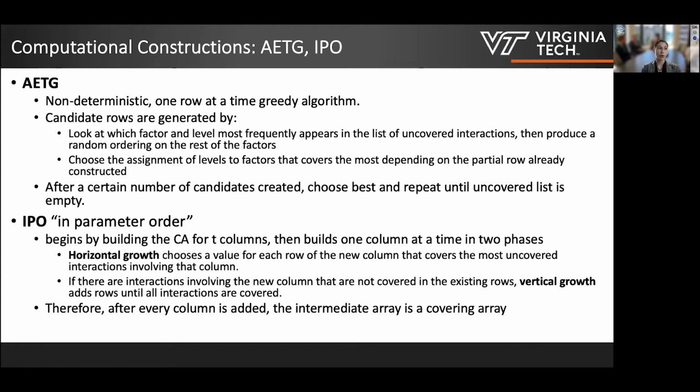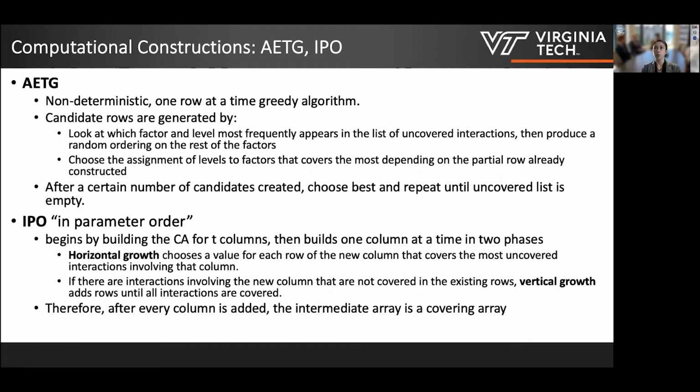IPO, or in-parameter order, begins by building a covering array for T columns, and then it builds one column at a time in 2 phases. The horizontal growth phase chooses a value for each row of the new column that covers the most uncovered interactions involving that column. And then if there are interactions involving the new column that are not covered in the existing number of rows, a vertical growth phase adds rows until all interactions are covered. And so this one builds up through intermediate arrays that add one column at a time, and each intermediate array is also a covering array.